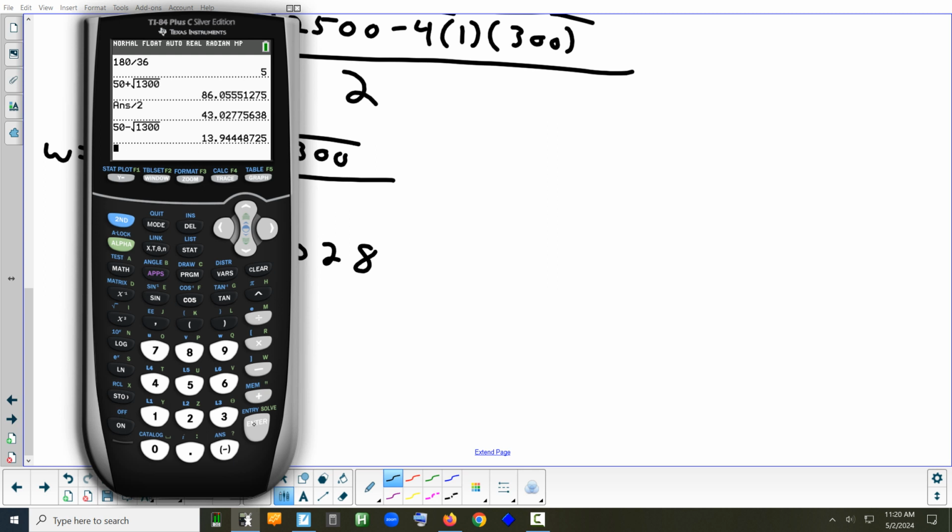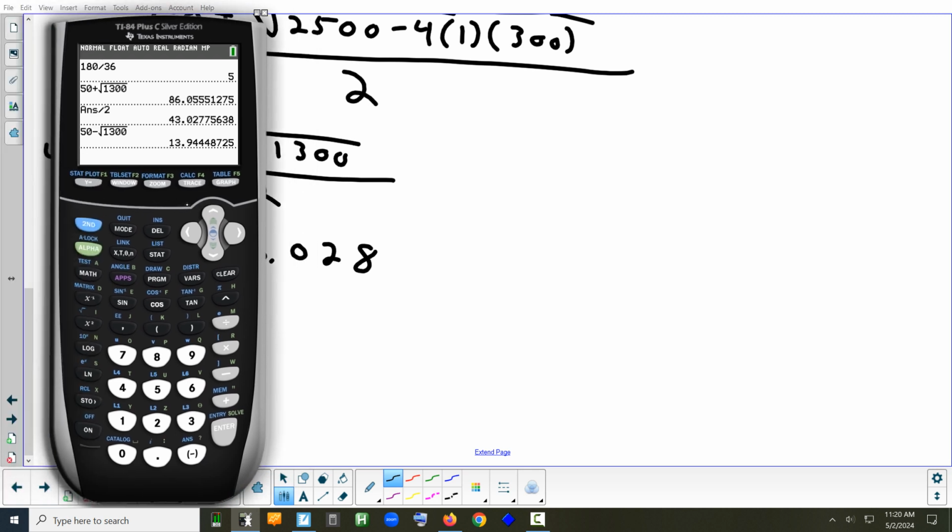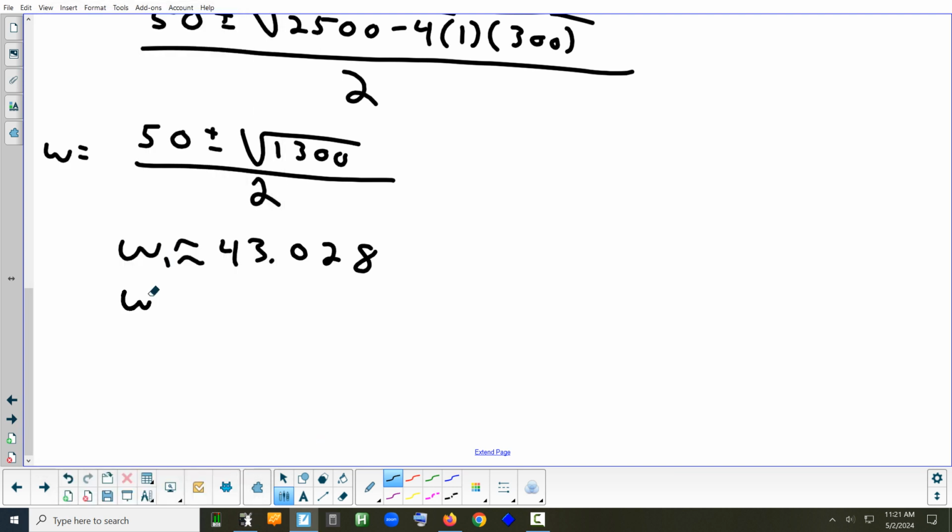So that means this problem is going to have two solutions. So 13.94, don't forget I didn't divide by 2 yet. So the other answer for the width is 6.972. Now, not every system of equations comes out to be quadratic. Some don't. I just gave you one that did.